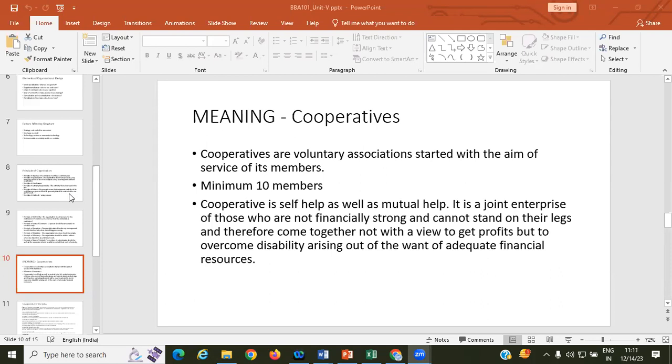The way I said in the first sentence, if you observe, cooperative societies are voluntary associations. Voluntary is one keyword from that meaning. Then service motive is another keyword. These types of words you can derive from the meaning and write the advantages and disadvantages. Service motive could be an advantage.